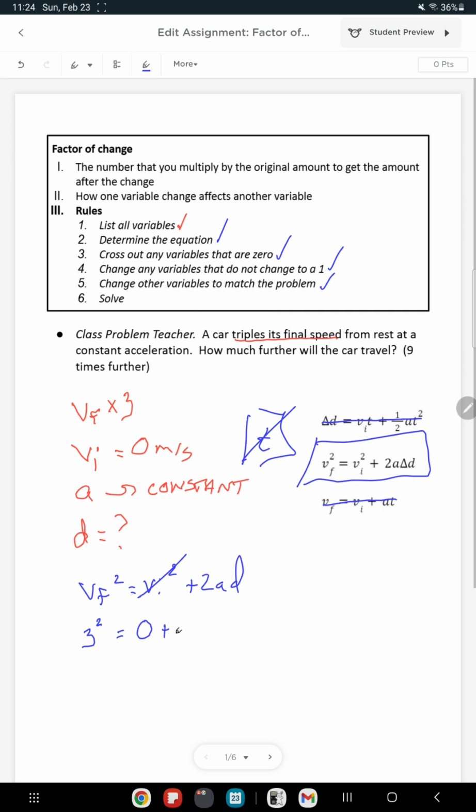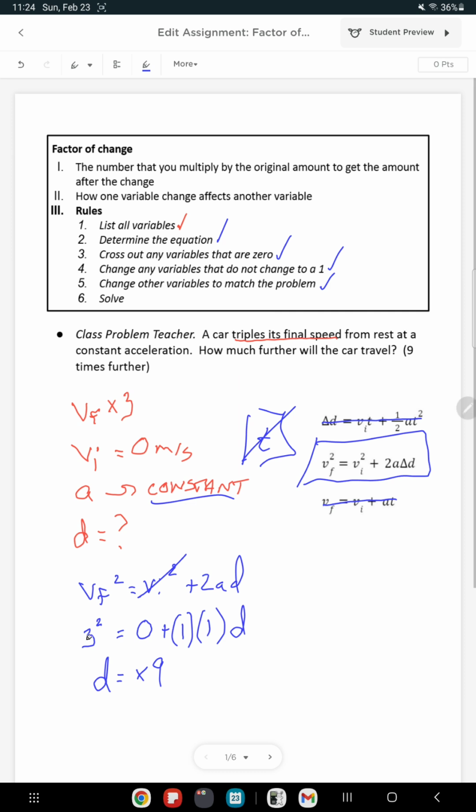2 is a constant, right? That 2 is never going to change. As we do equation after equation, that 2 is never going to change. So it becomes a 1. The acceleration said it was constant, so it becomes a 1. And then we can solve for D. Well, 1 times 1, D, right, plus 0. D is going to equal 3 squared, so it's going to multiply by 9. If you triple your speed, from rest, you're going to go 9 times further based on this criteria.